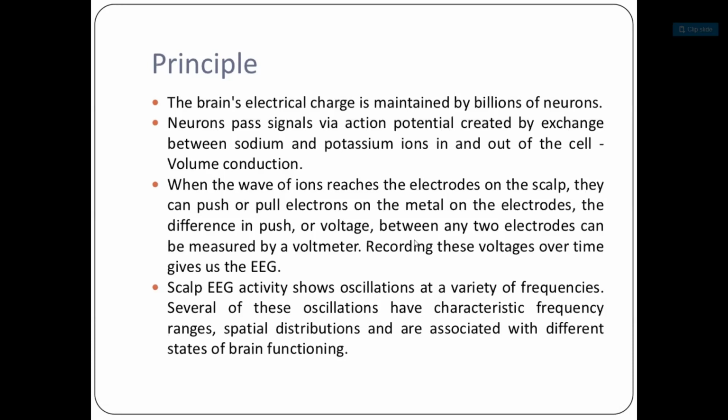The difference in push, or voltage, between any two electrodes that you place on the scalp is measured with the help of a voltmeter. Recording these voltages over a given time gives us our EEG. Scalp EEG activity shows oscillations at a variety of frequencies. Several of these oscillations have characteristic frequency ranges and spatial distributions, and are associated with different states of brain functioning.